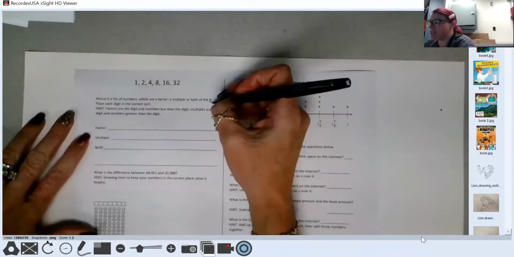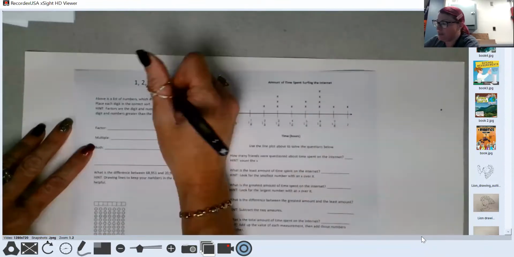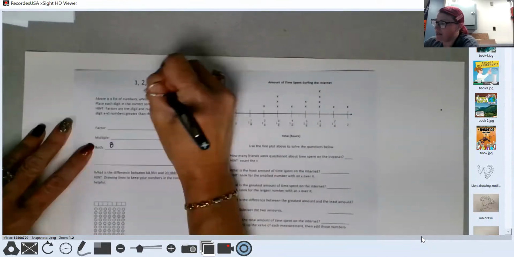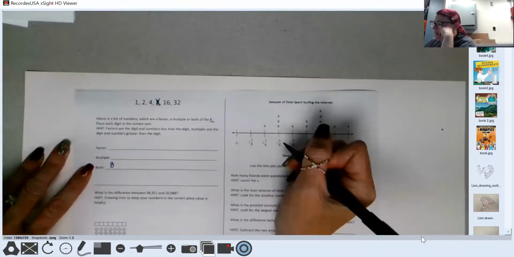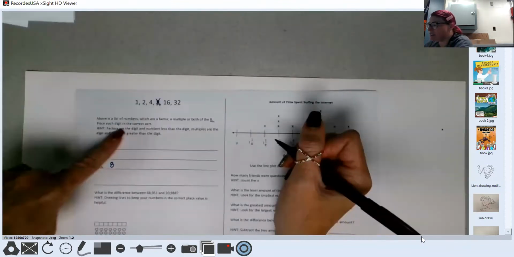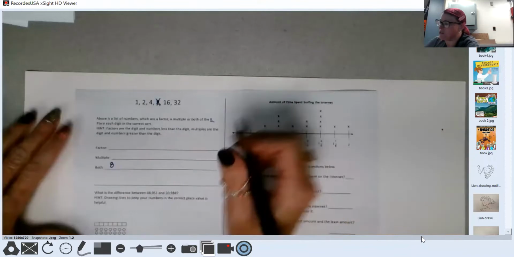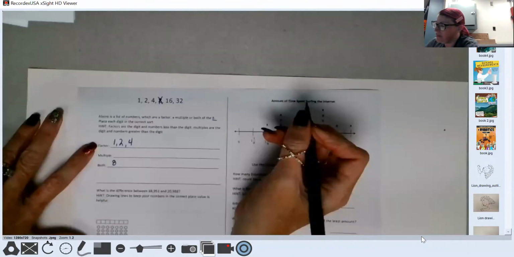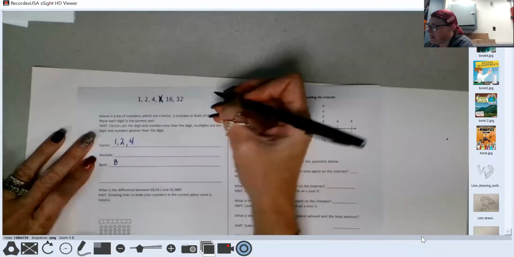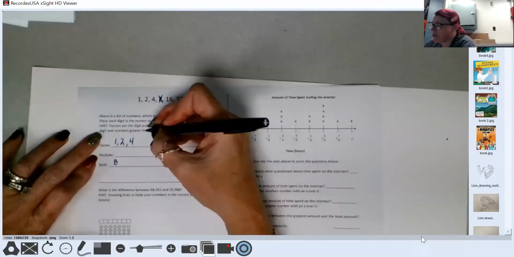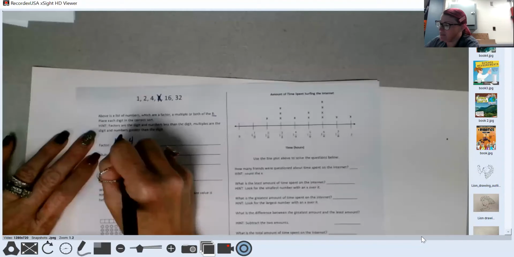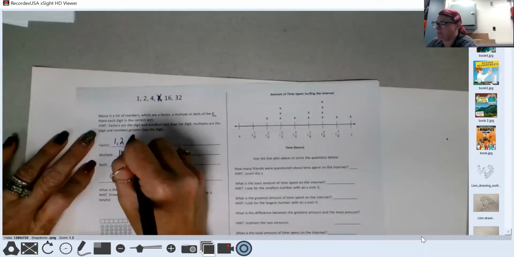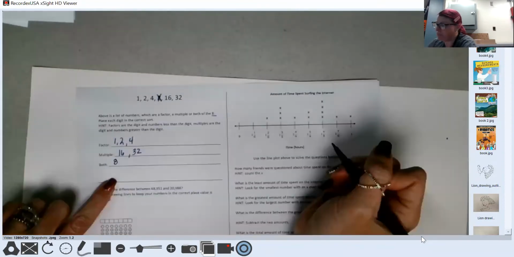Well, I'm going to start with the digit that is both a factor and a multiple, so that's going to go there. That takes care of that. Now, it said factors are the digits that are less than. So my factors are going to be 1, 2, 4. And it says multiples are the digits that are greater than, 16 and 32, because 8 is both.